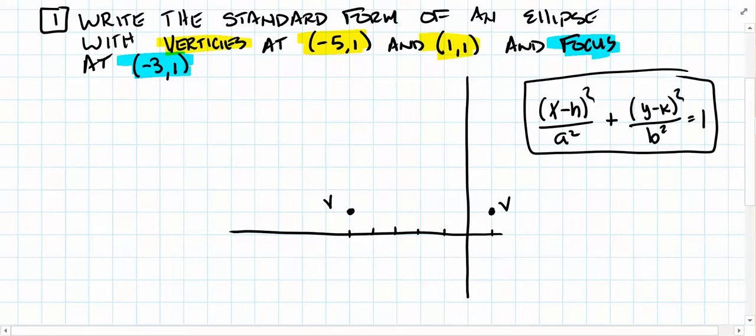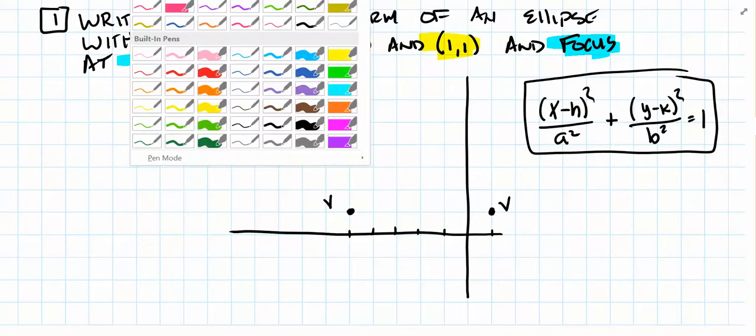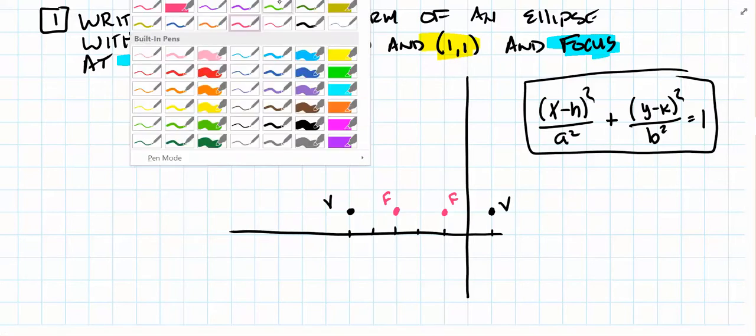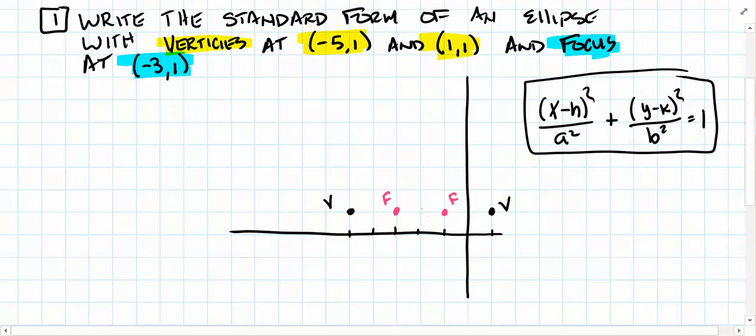All right. I also know that a focus is at -3, 1. So I'll change colors here, and I'll put my focus at -3, 1. So -1, -2, -3, 1. So here is a focus. That means that the other focus has to be 2 units away as well. So here's my other focus. It has to be 2 units away from my vertex on the other side. So therefore, my center of my ellipse has to be right here. Remember, the center has to be exactly in between the two vertices.